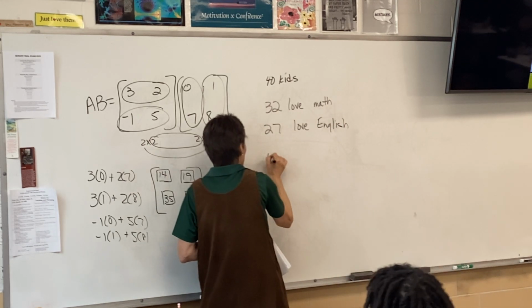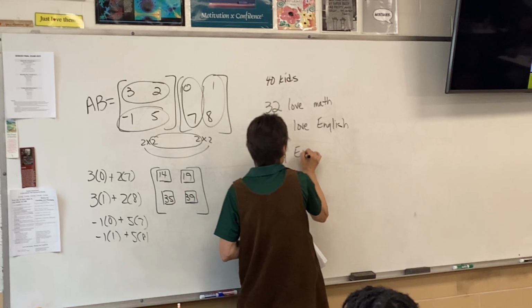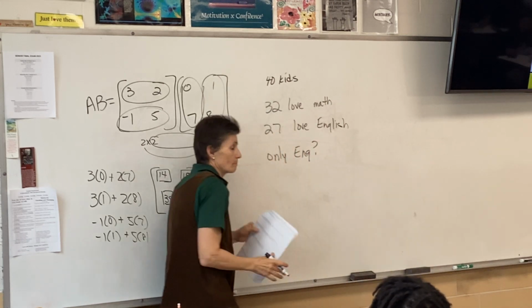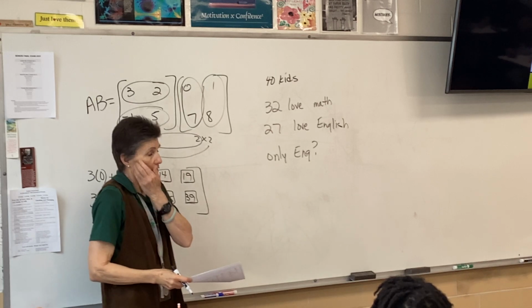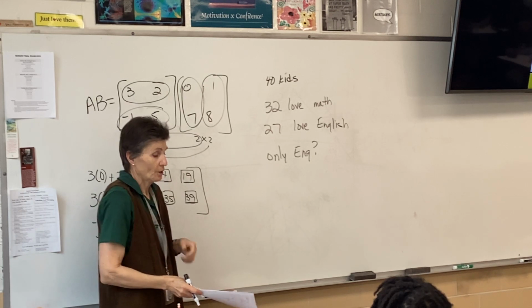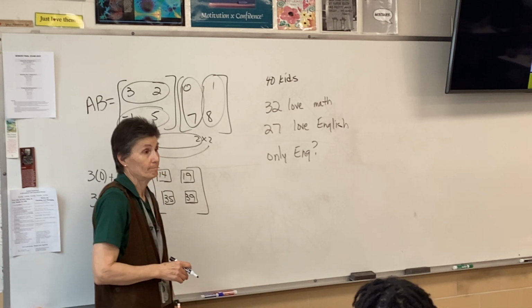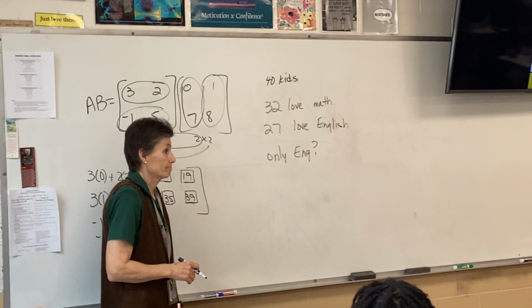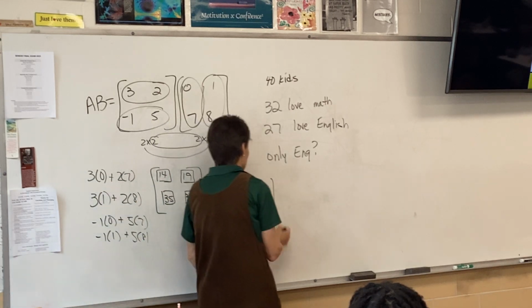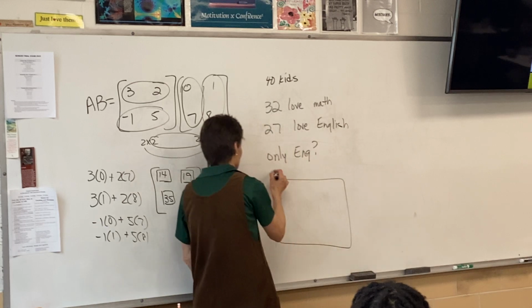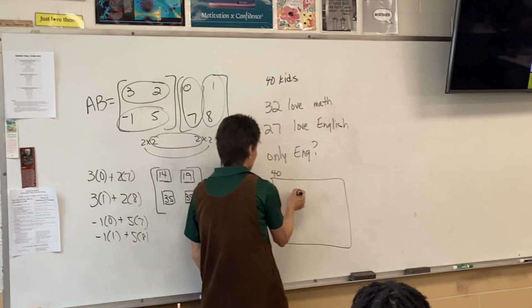How many like only English? Five. Strategy for this guy: draw a box, a Venn diagram. This box has 40 kids in it.